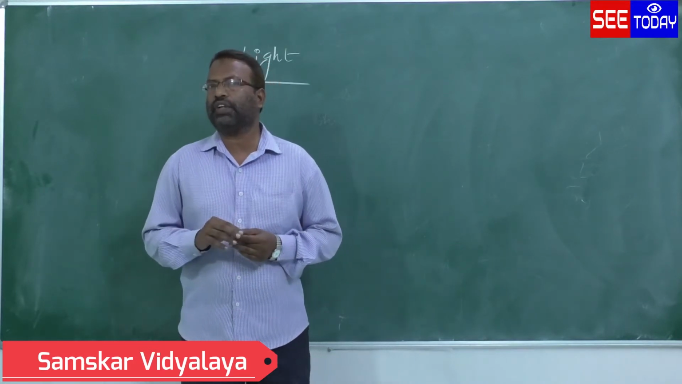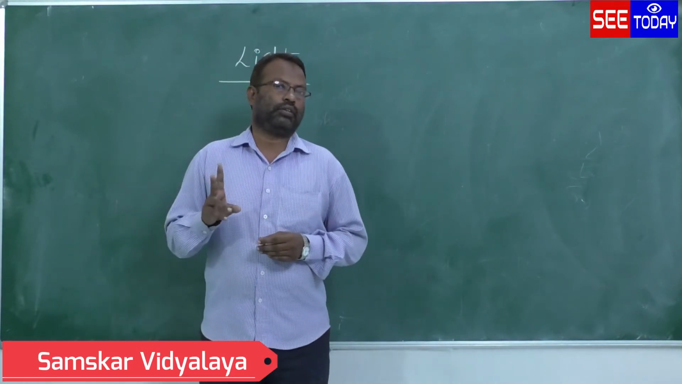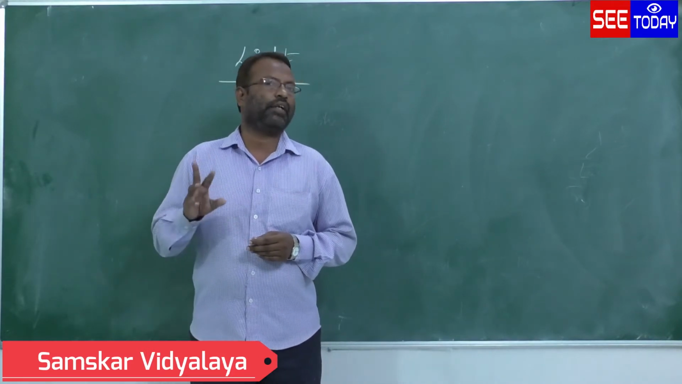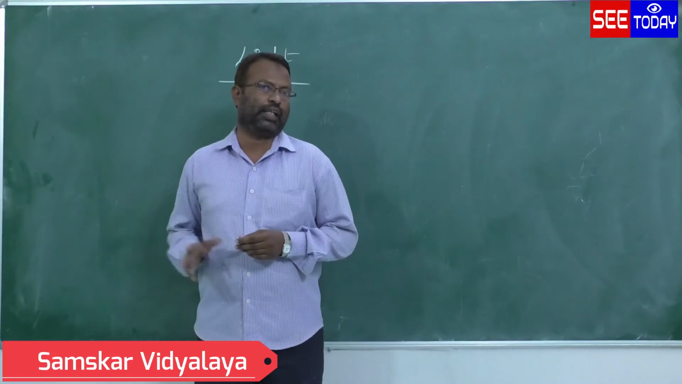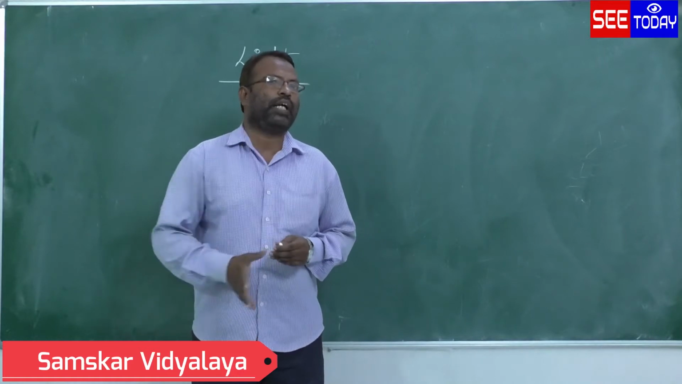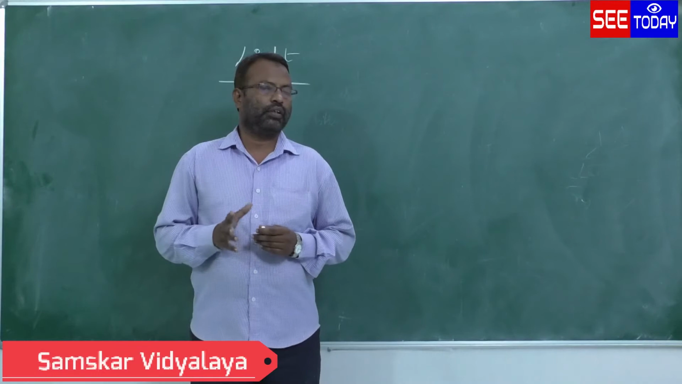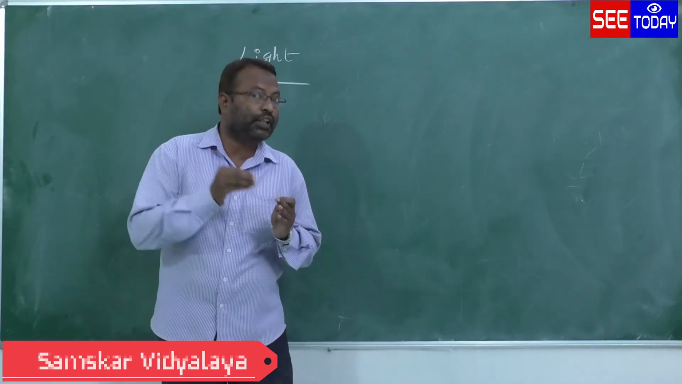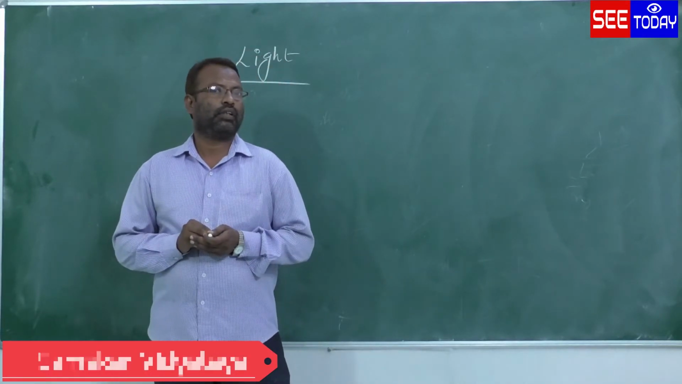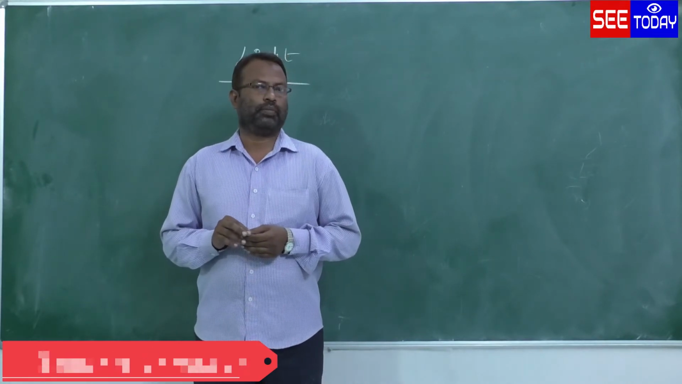Based upon that, at last we studied that light has two properties. Light will have wave nature and particle nature. When light is during propagation, it exhibits wave nature. When the light interacts with some materials, light will exhibit the particle nature.